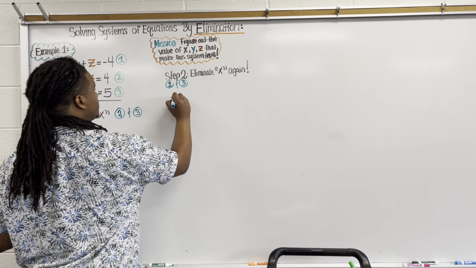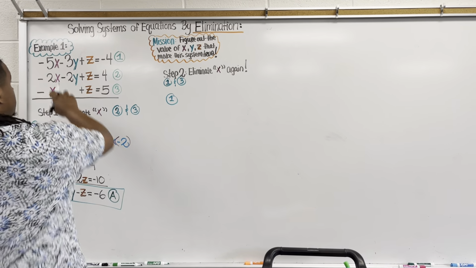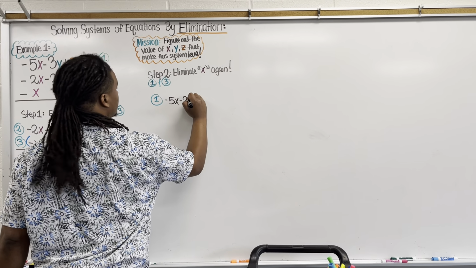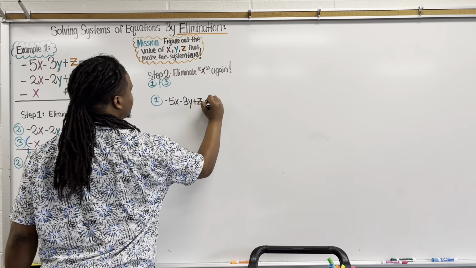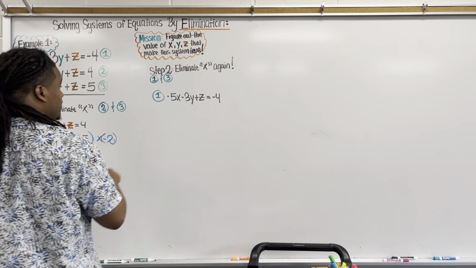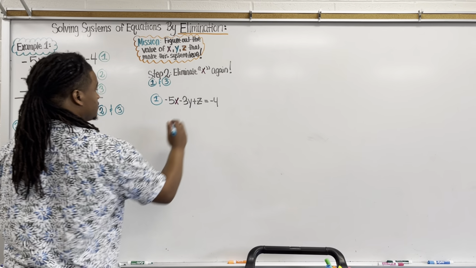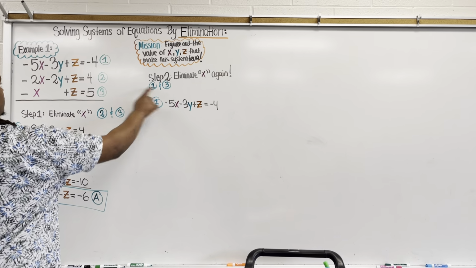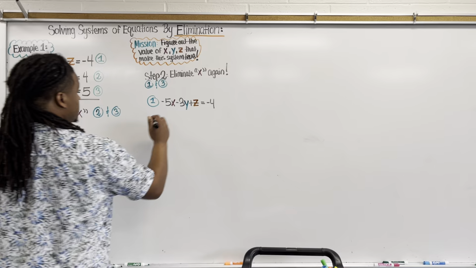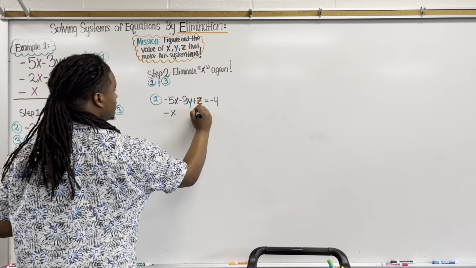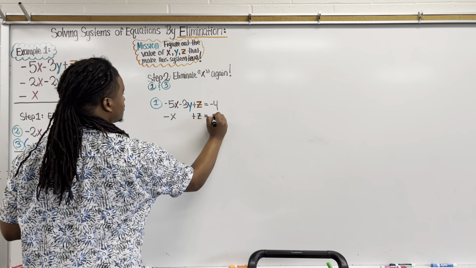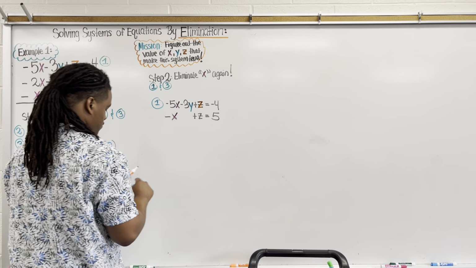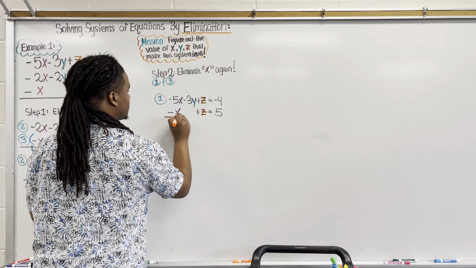So I'm about to rewrite number 1, which is this one up here: negative 5x minus 3y plus z equals negative 4. Once again, I'm going to color code everything so it'll be easy for you to follow. Then I'm going to rewrite number 3, which is just a negative x, there's no y, plus z equals 5. Color code everything, and once again, we are going to eliminate x.